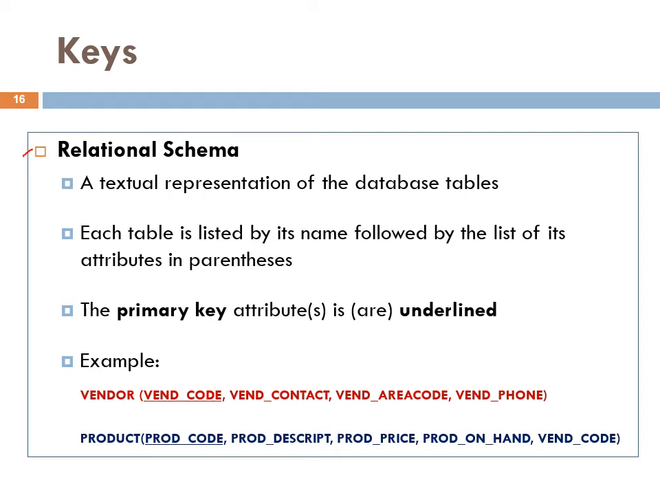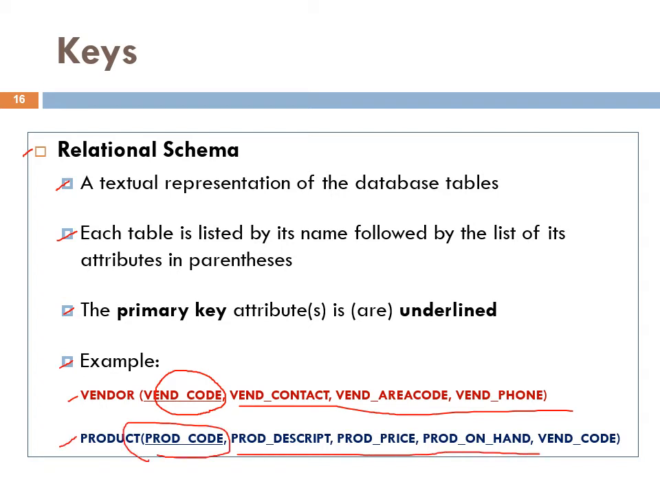Okay, relational schema. Basically, a relational database can also be represented by a relational schema. It is a textual representation of the database tables. Each table is listed by its name, followed by the list of its attributes in parentheses. The primary key attributes are underlined. These are examples of a relational schema. For example, in this table, this is the primary key, and the rest are attributes. This one also: this is the primary key, and these are the attributes.